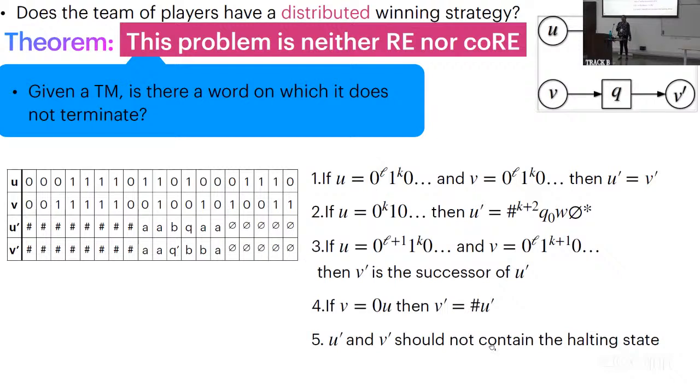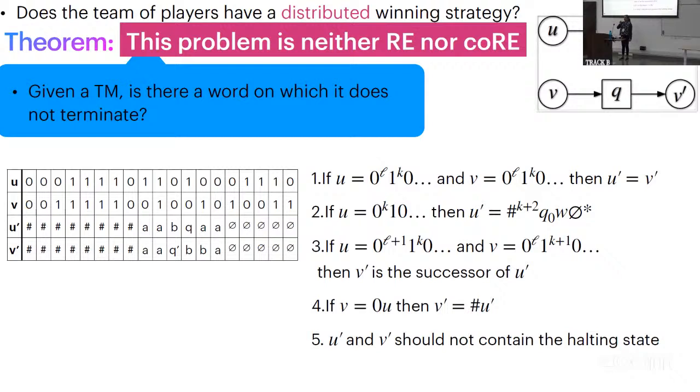So I claim that this is a reduction from this problem. So with this winning condition, if there is a winning strategy, then that means there is a word that does not terminate. Okay, first of all, let's see that if there is a word that does not terminate, then there is a winning strategy. So their strategy would be that they agree beforehand, let us pick this word. This is going to be our candidate word, which is not going to terminate.